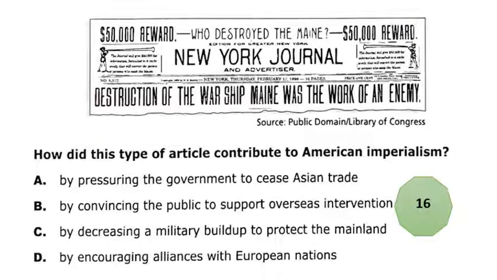Question 16. How did this type of article contribute to American imperialism? So, destruction of warship Maine. The USS Maine explodes, remember, in Havana Harbor in Cuba. It leads to the Spanish-American War. So we want to intervene overseas. American newspapers are designed for the public, so it's convincing the public to support overseas intervention.